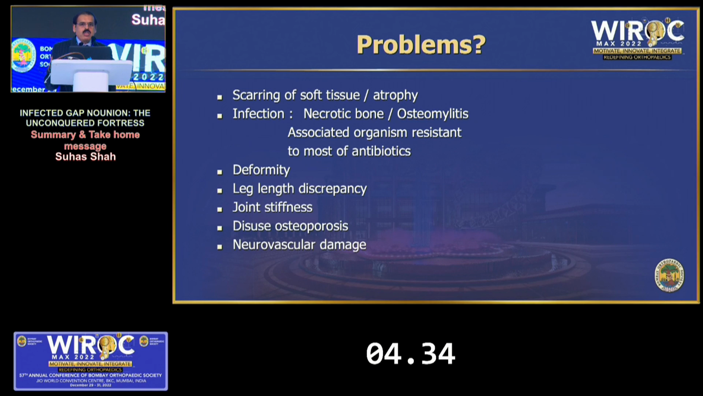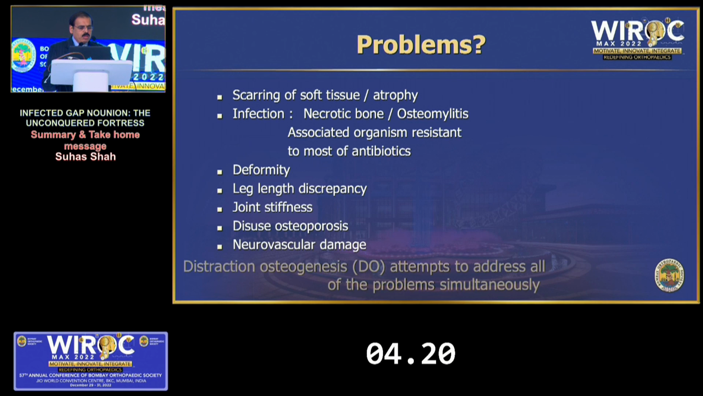As Dr. Bukhi was talking about, there are organisms which are resistant to most of the antibiotics. There might be some deformity, limb length discrepancies associated with this. Joint stiffness is there. There is disuse osteoporosis or associated neurovascular problems. Distraction osteogenesis attempts to address all the problems simultaneously.